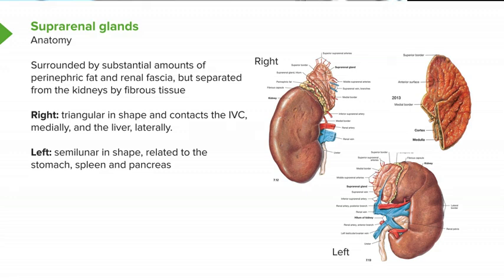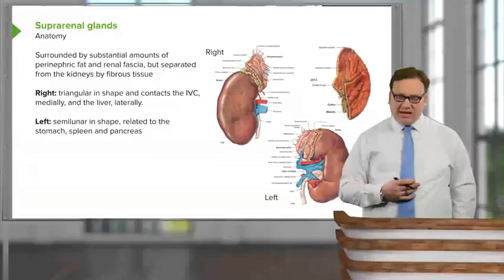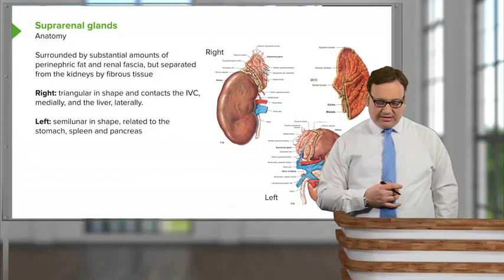The right suprarenal gland is triangular in shape. It's in contact with the IVC medially, and the liver is laterally found. The left suprarenal gland is more semilunar in shape. It's related to the stomach, spleen, and the pancreas.